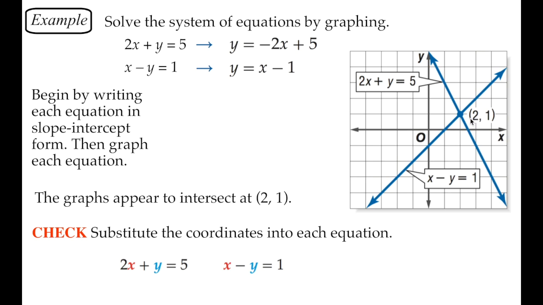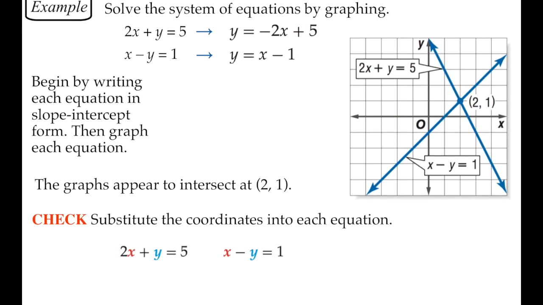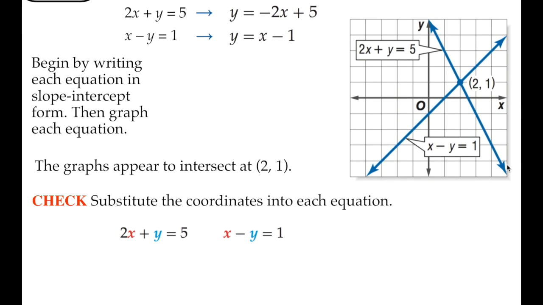So you can use your graphing calculator to help you with that. And then what we're going to do to check that is we're going to go ahead and substitute those two values, x is 2, y is 1, into each equation. So I have the two equations here. When we plug those in, I end up getting 5 is equal to 5 on the first equation, and 1 equals 1 on the second equation. So they both work. I get true statements. So that is definitely the solution to our system.